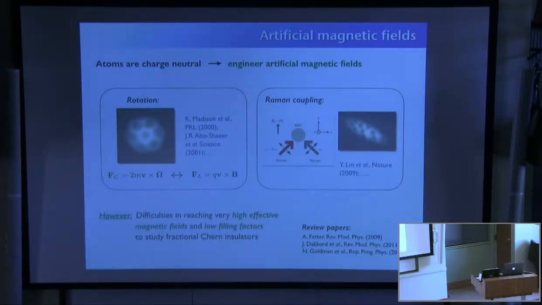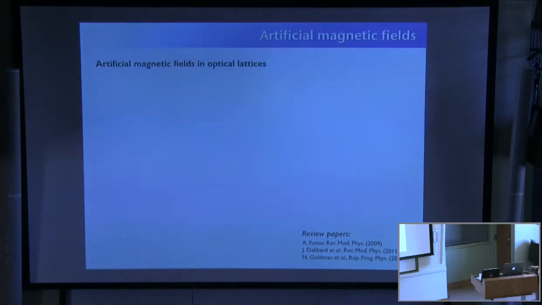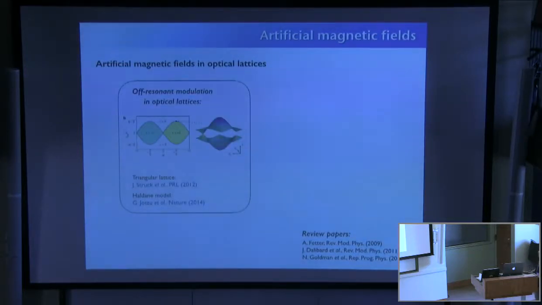The idea of moving on to optical lattices was motivated by several proposals which have shown that in optical lattices maybe it's easier to reach the high field regime, which may make it easier to reach high filling factors in order to be able to study fractional quantum Hall-like physics. So this is what my talk today is going to be about. And also there has been a lot of progress during the recent years.